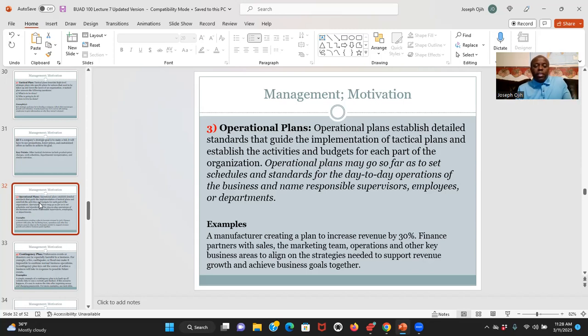Now, finance partners with sales, marketing team, operations, and other key areas to align, so we have to achieve this goal. The operational plan for achieving this goal is to align the marketing team, sales team, operations, and other key business teams so that they work together to support the revenue growth and achieve the goal of the plan, the company.